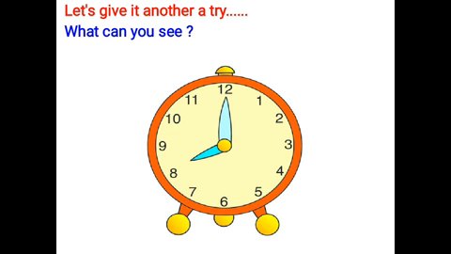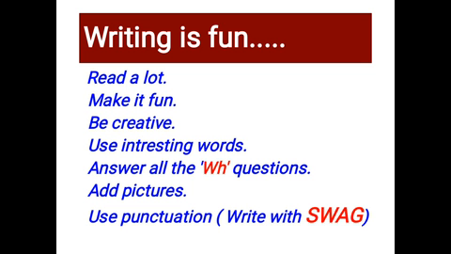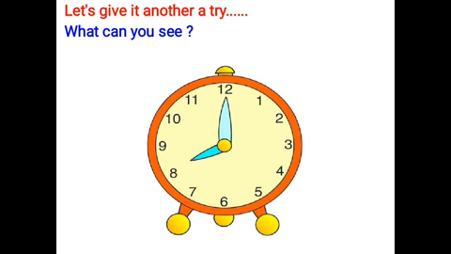What can you see? Let's give it another try. What can you see on the screen in front of you? So typically you say, I can see a clock. Now, what kind of clock can you see? Can you really describe the clock you can see? So you might say, I can see an orange clock. An orange clock with a tripod stand. Tripod means 3. So the clock is standing on a 3-legged stand. So that's tripod. I can see a clock. I can see an orange clock on a tripod stand.